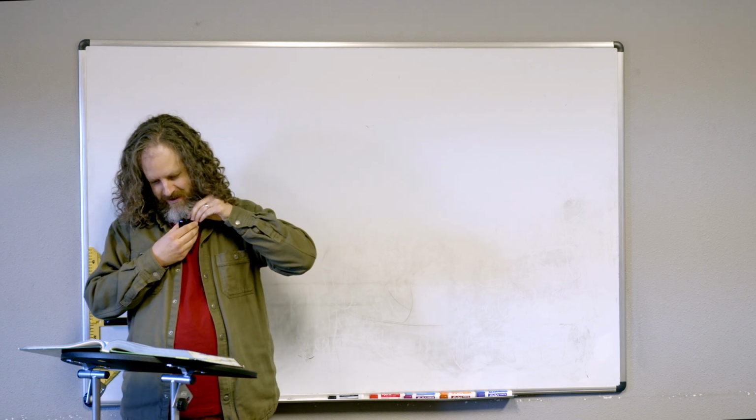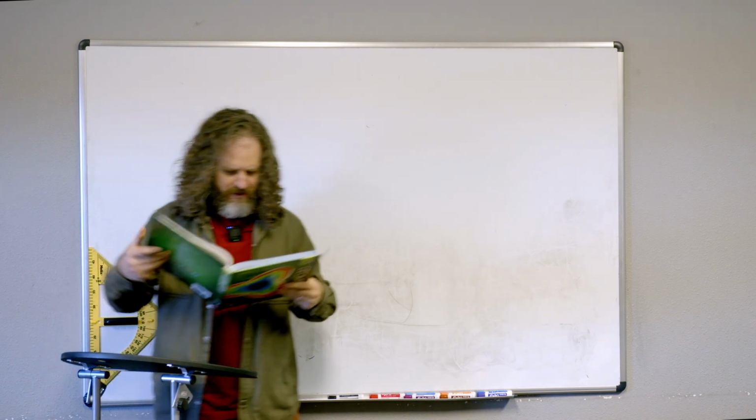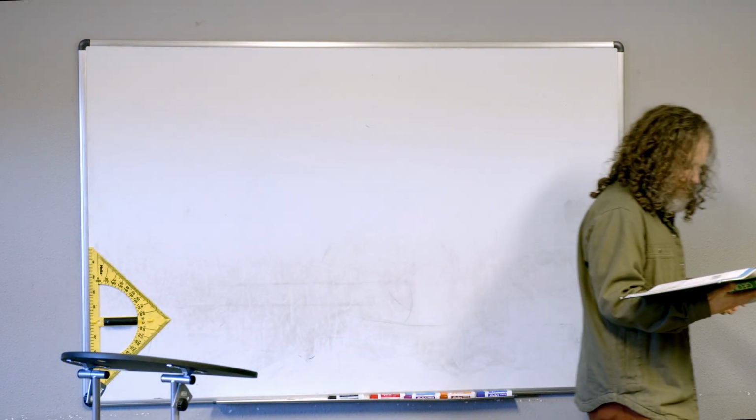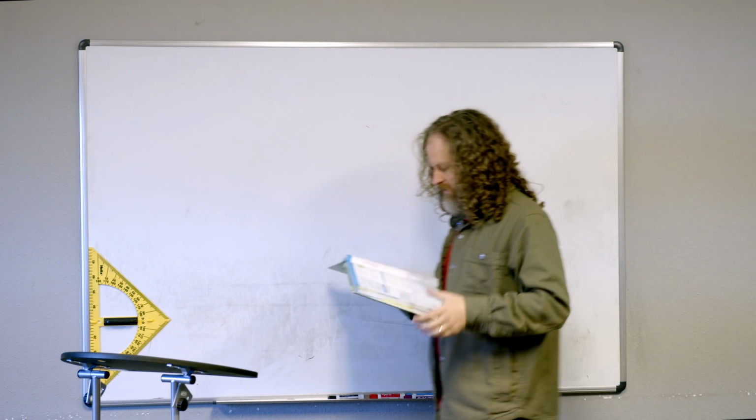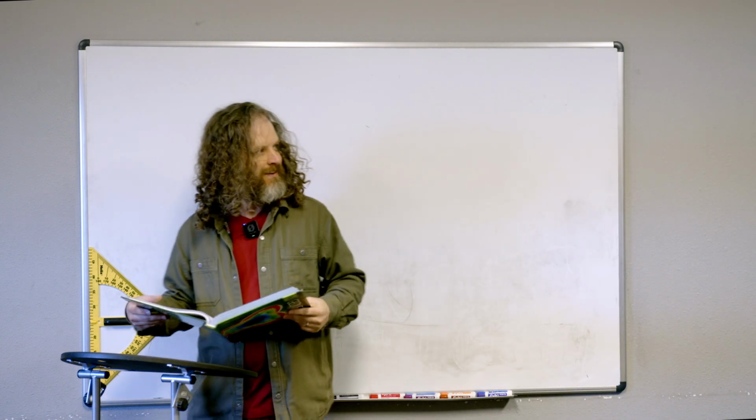Number 10, the measure of angle BAC is greater than the measure of angle DGE. Number 12, segment SR is greater than the measure of segment XY. Number 14, the measure of segment PS is less than the measure of segment SR. Okay.